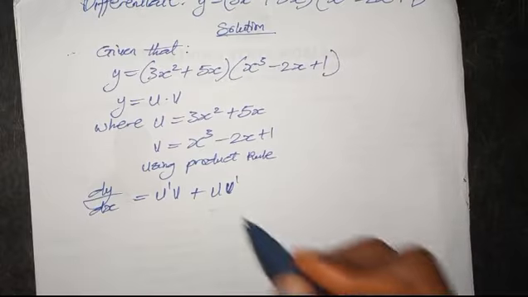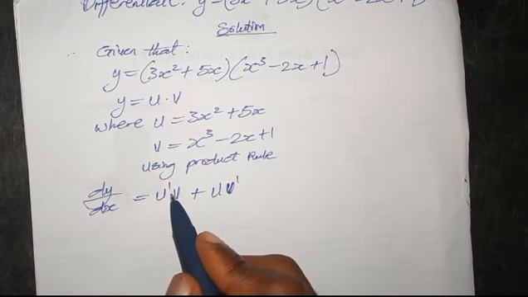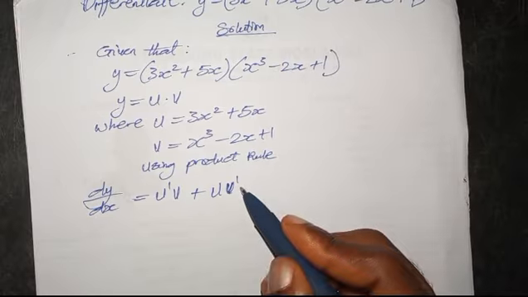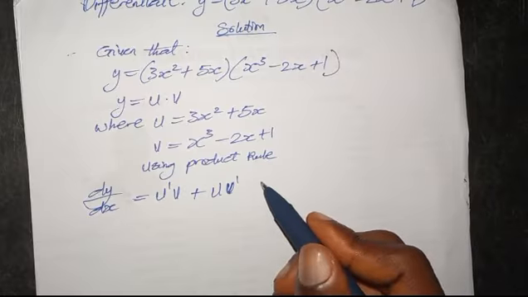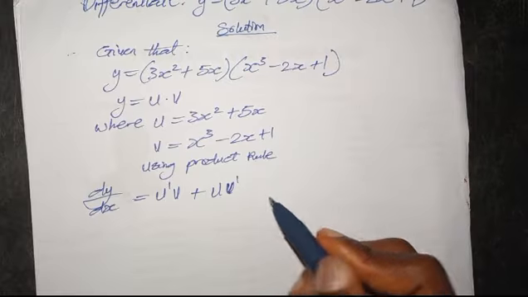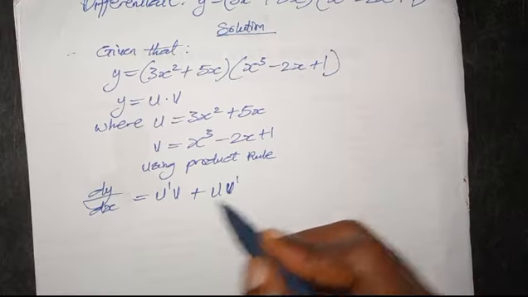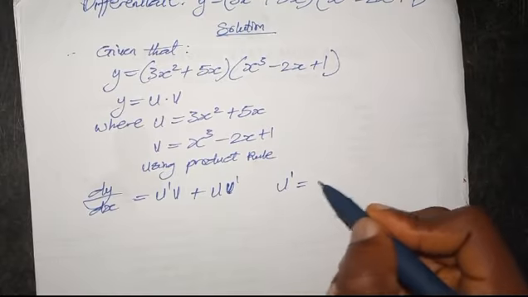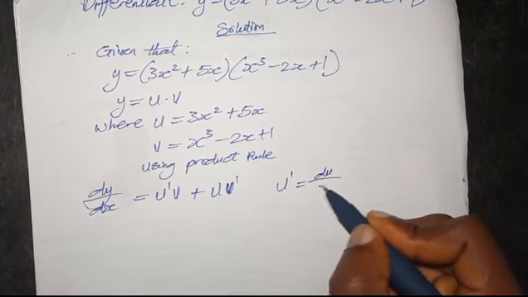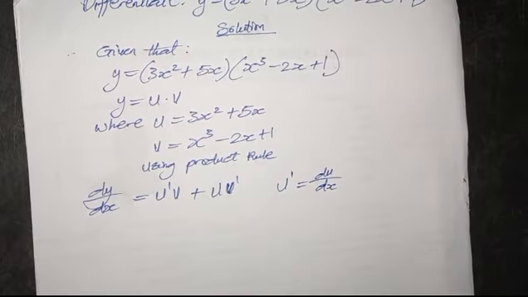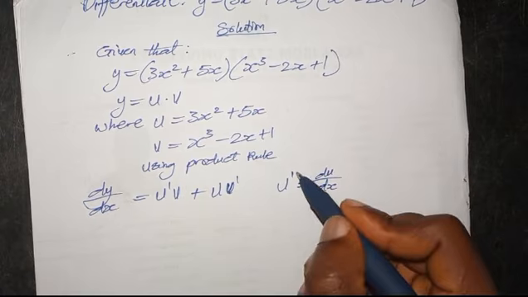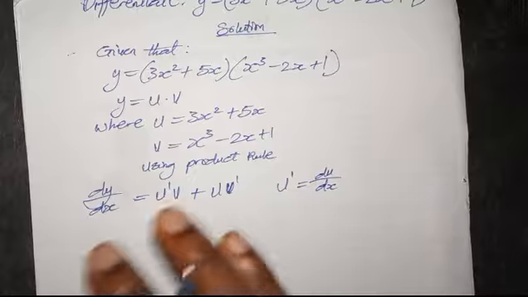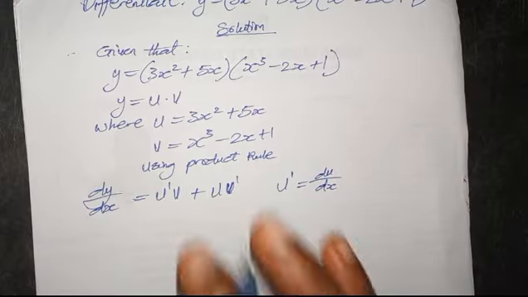Some people might be confused here. This u prime is the same thing as du over dx, and this v prime is the same thing as dv over dx. This is what I'm saying: u prime is the same as du over dx, which means you are differentiating it only once. If it was double prime, it would mean you've been differentiating it twice. I'm solving first order differentiation, not second order.